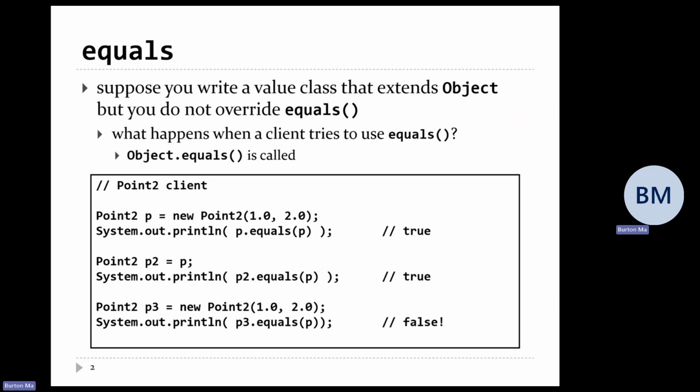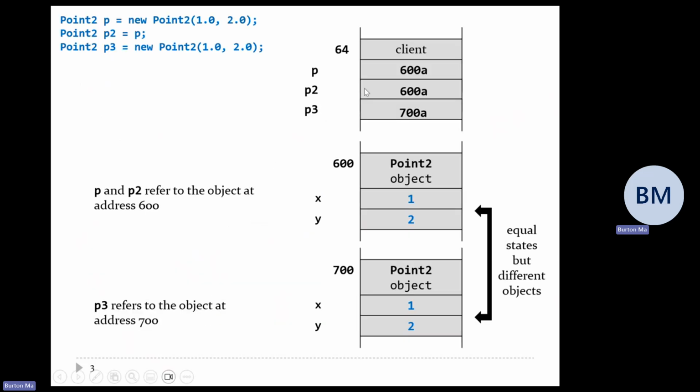P3, there is a call to new, so there is a new point object. So here, P refers to this object here. When you write P2 equals P, P2's value is equal to this value here. So P2 gets the value 600, which means it also points at this object. P3 is a new point, so a new point gets created. Its coordinates are 1 and 2, which are the same as the other point. But this is a distinct object from this object here.